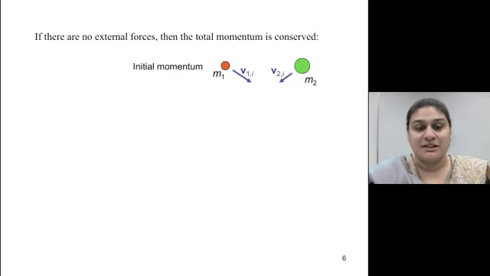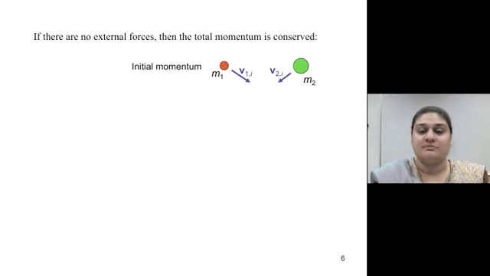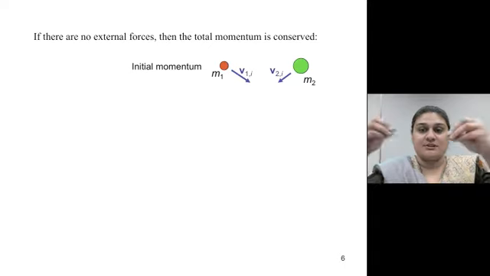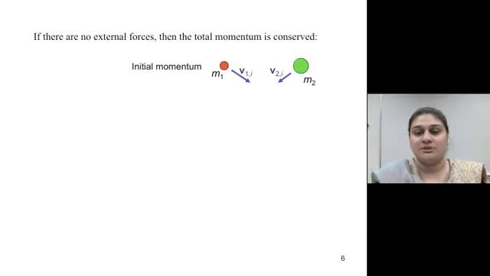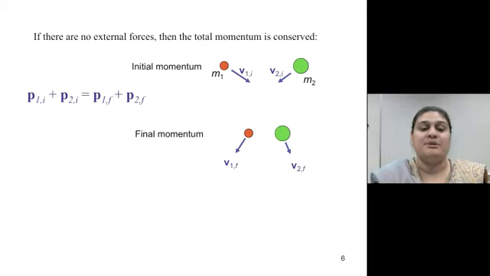If there are no external forces present, then the total momentum is conserved. So the initial momentum: two masses coming in with velocities v1 and v2. Final momentum: they go away from each other, v1 and v2, with the possible exception of a change in angle. By total momentum conservation, we mean p1i plus p2i equals p1f plus p2f. So this is a vector equation.